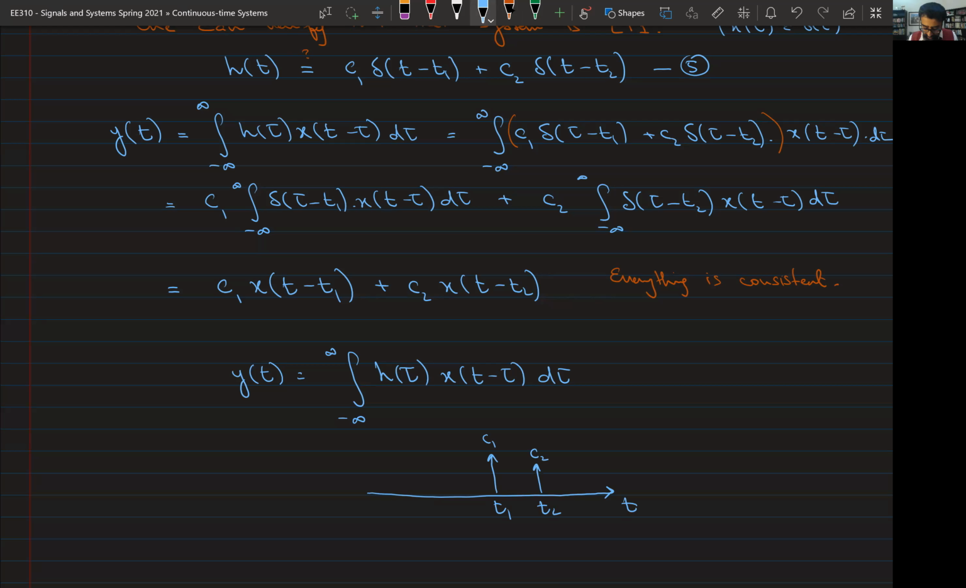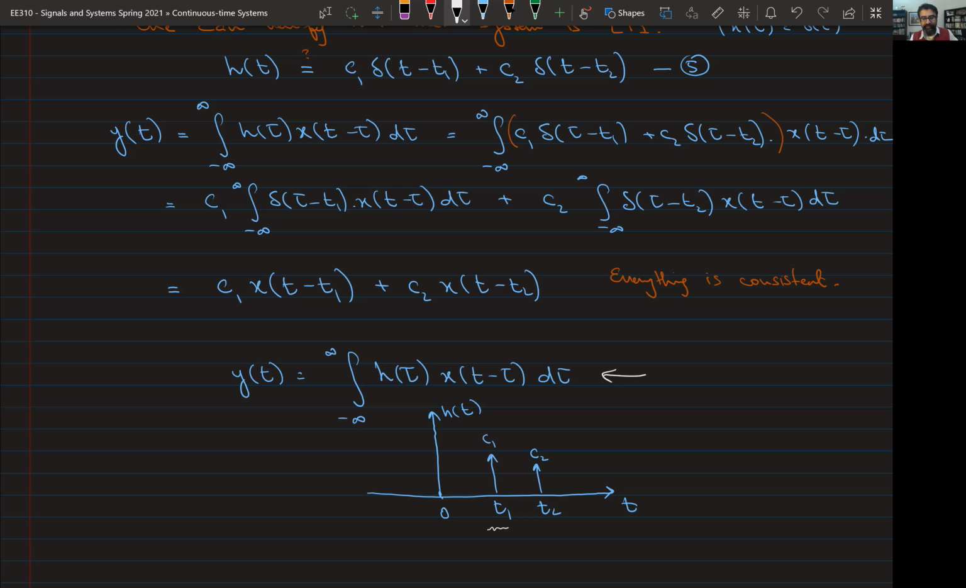What do these impulses mean? This may be time 0, so this would be h of t. If I look at this impulse response, what does it tell me? The impulse residing at time t1, of height c1, represents the input's contribution to the output: the input gets delayed by t1 and amplified or attenuated by c1. And then there's another copy of the input in the output, delayed by t2 seconds and attenuated by c2. So this is what the impulse response actually means.